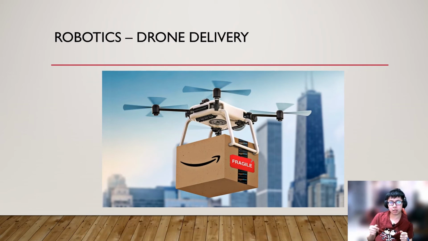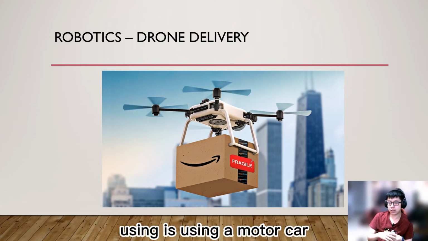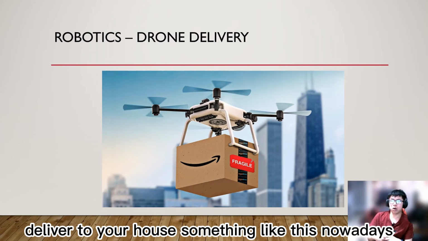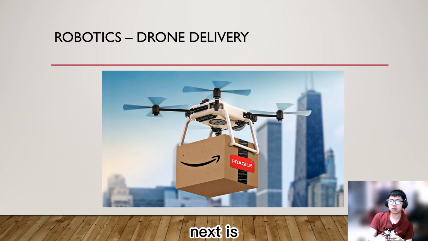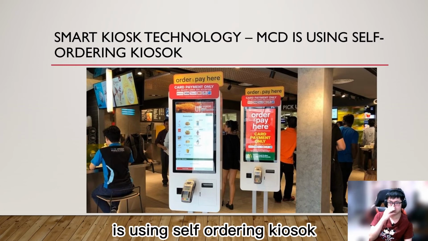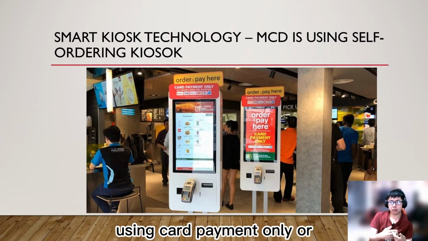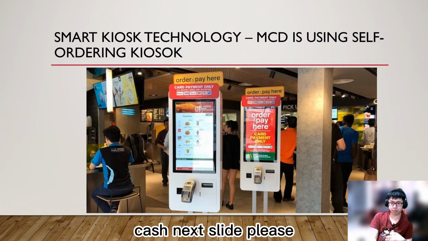It might be faster to deliver to your house. Then nowadays Grab Food is using motorcycles to deliver to your house. Next is using smart visual technology. Something like McDonald's is using self-ordering kiosks, using pre-order and order and pay now, with card payment only or cash.